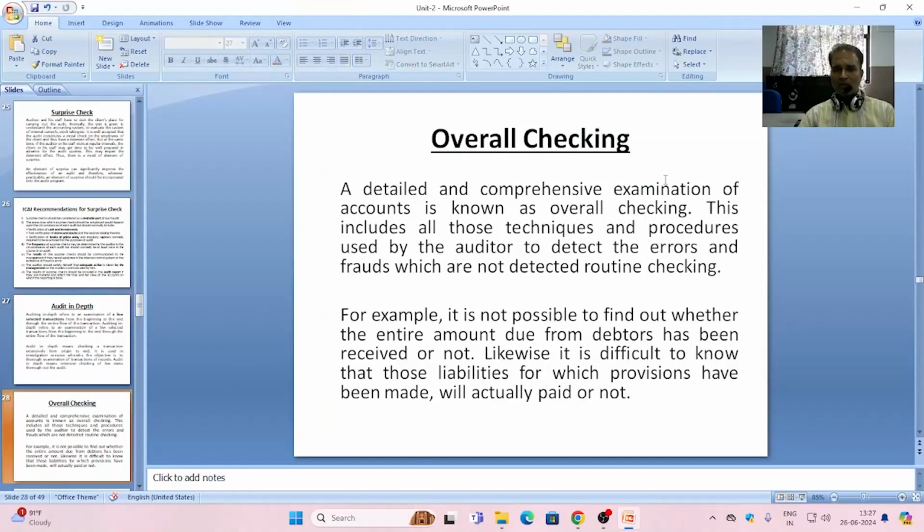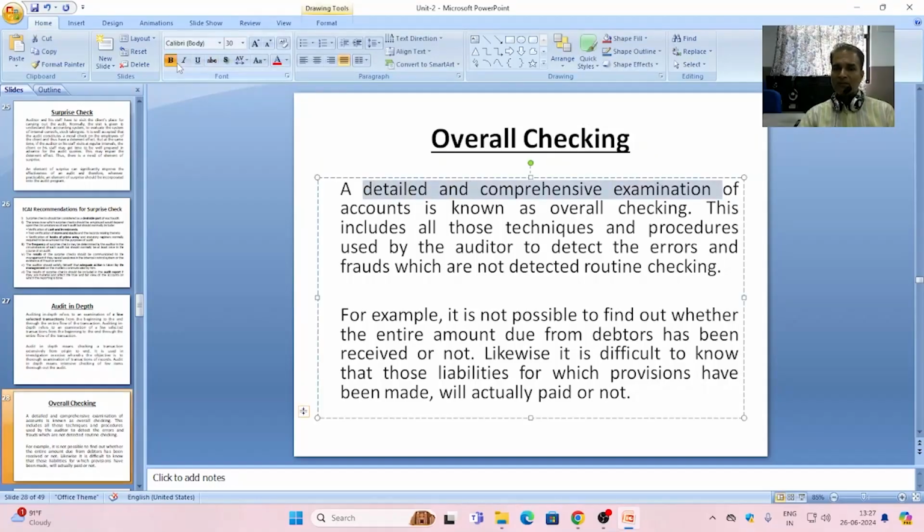A new term is overall checking. What is this? Let me discuss. A detailed and comprehensive examination of accounts is known as overall checking. Detailed and comprehensive examination of accounts.